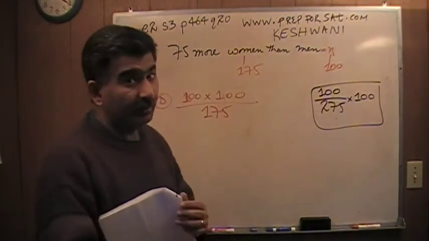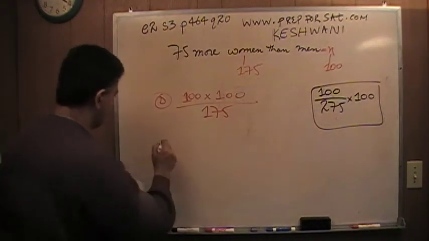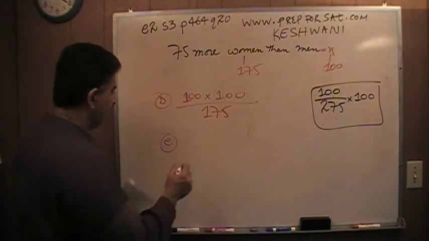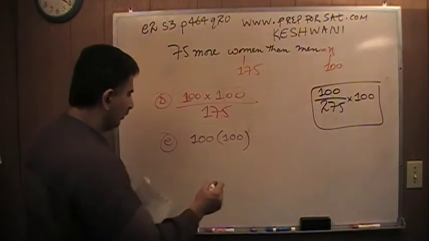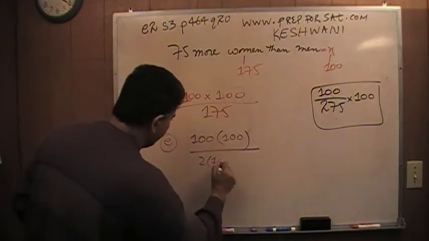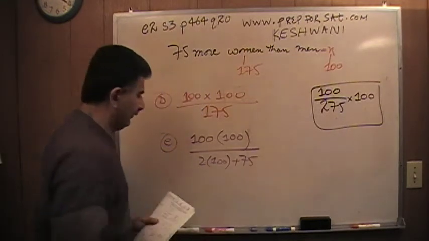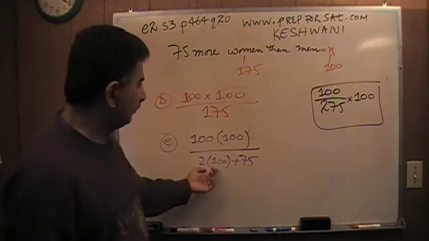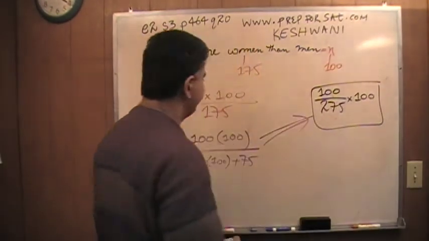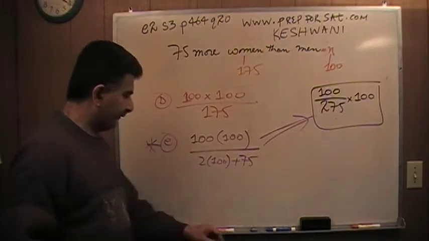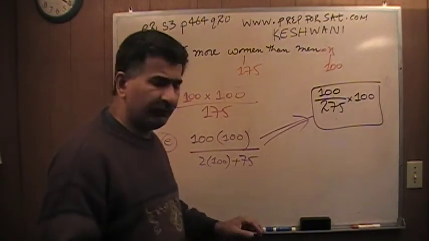Can you guess what the answer choice might be in this one? Well, I know. I have the same feeling. Last one says 100 times 100 over 2 times 100 plus 75. 2 times 100 is your 200 plus 75. Right there, voila. This is the guy. That's how simple it is. That's all it is. Don't make a fuss about it. Don't try to solve it with the algebra.